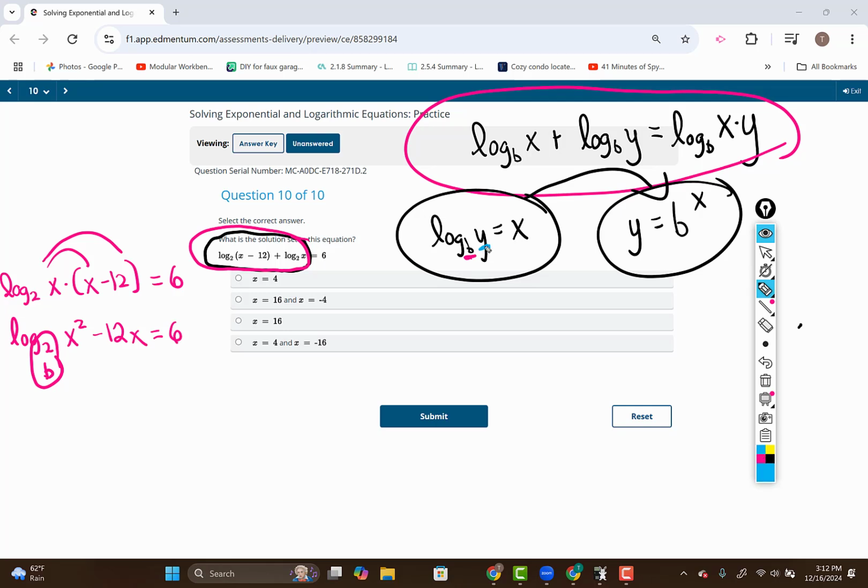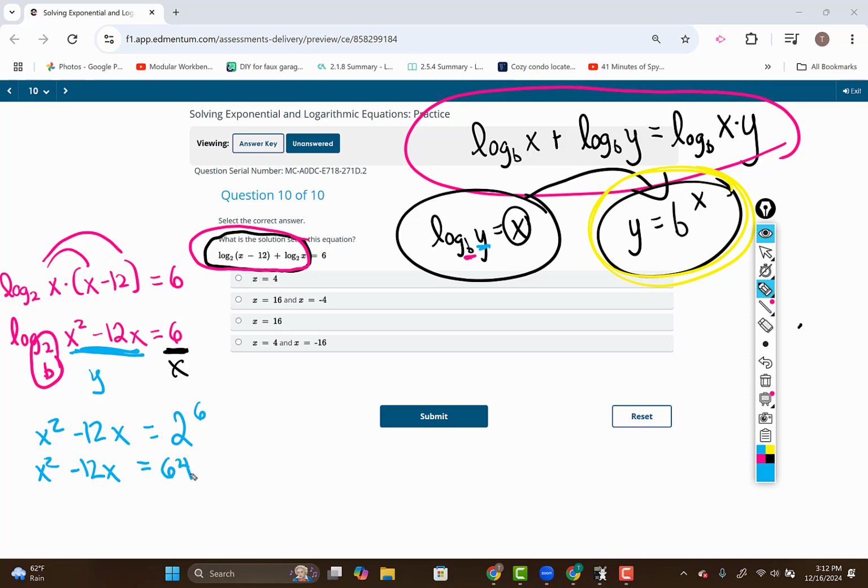Then let's find our y. Our y would be all of this, x squared minus 12x, which means the 6 is our x right there. So now we're going to convert all of this to exponential form. That's going to be x squared minus 12x is my y. The base is 2 raised to the 6th power. 2 to the 4th is 16, 32, 64. 2 to the 6th power is 64.